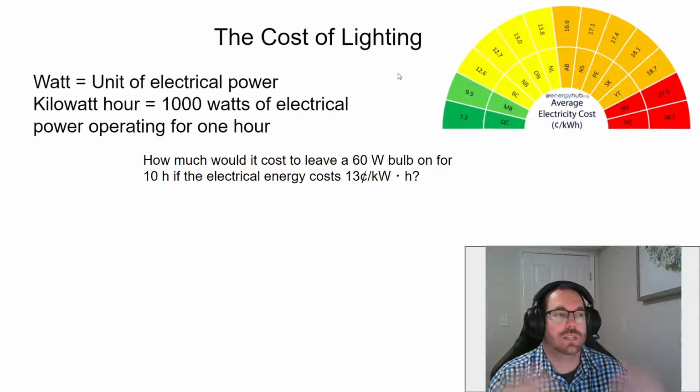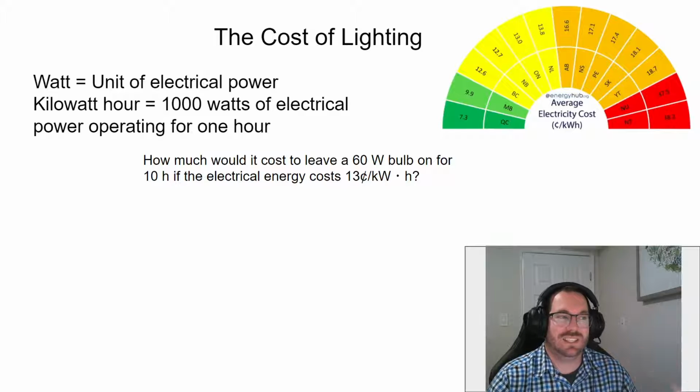Think about if you were scaling this up in terms of a house, you'd have a ton of these light bulbs. And if you were scaling this up in terms of other devices, this is a 60-watt light bulb. Your computer could very easily be running 300 watts to 600 watts, so 5 to 6 times as much. And so you can see how different devices around your house could start to add up when it comes to electrical costs.